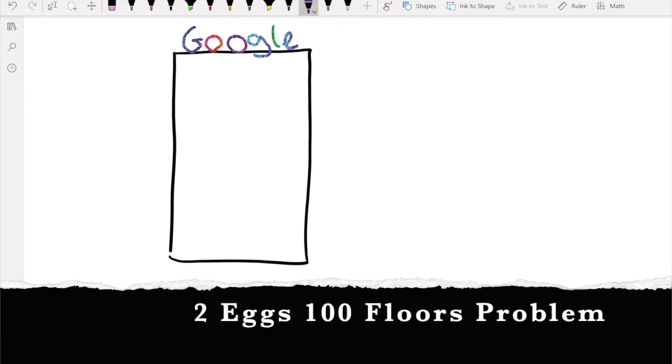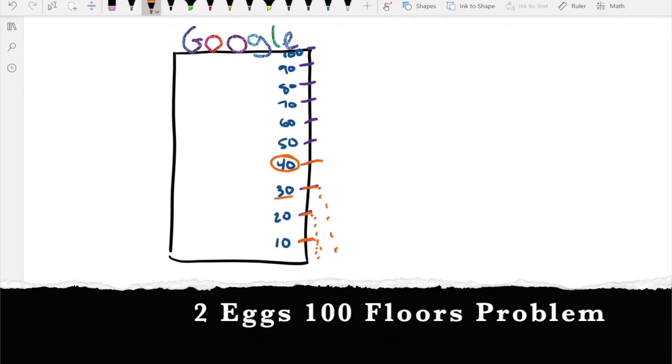Let's say you divide the building into increments of 10. You decide you're going to first start at floor 10 and drop the egg. If it doesn't break, you go to floor 20 and drop the egg. If it doesn't break, you keep going up at intervals of 10 until it breaks. Say it breaks here at floor 40. Since you've tried floor 30, you know it didn't break there, so the nth floor, when it first breaks, has got to be in between 30 and 40.